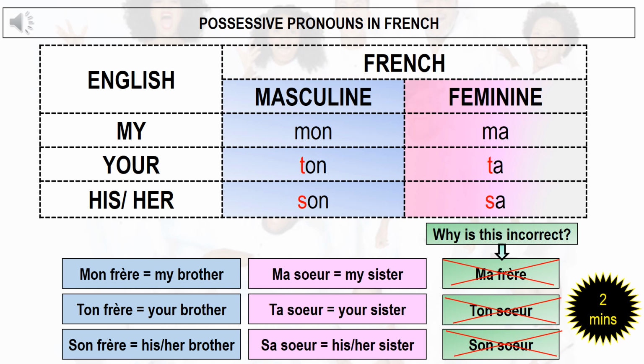What I would like you to do now is, as you can see, you have three blue boxes that I have crossed out. Those are incorrect sentences. I would like you to write down why these sentences are incorrect. In other words, why can't I say in French ma frère, ton sœur, and son sœur? You have 2 minutes to do this.